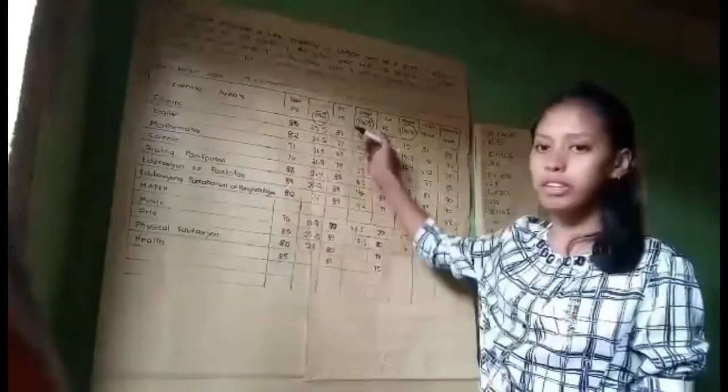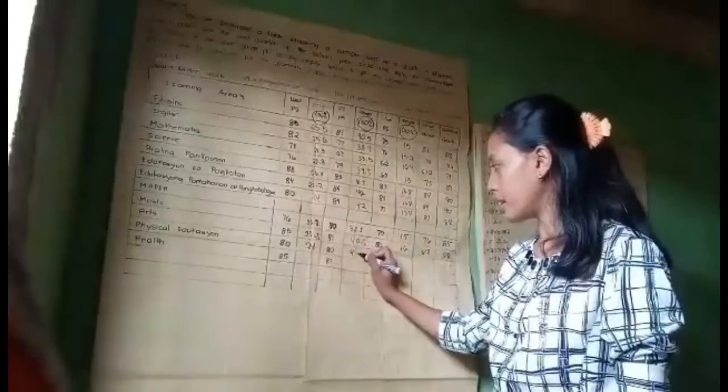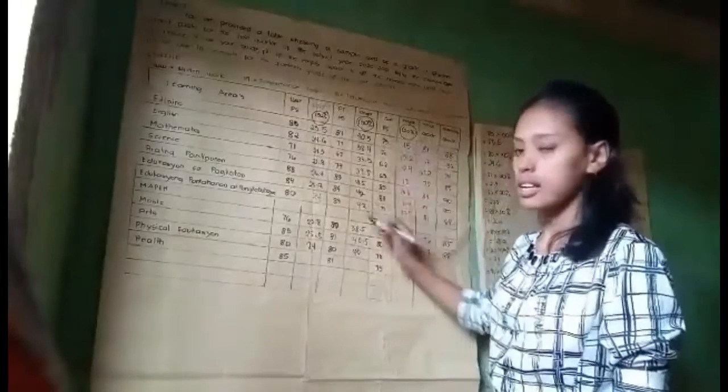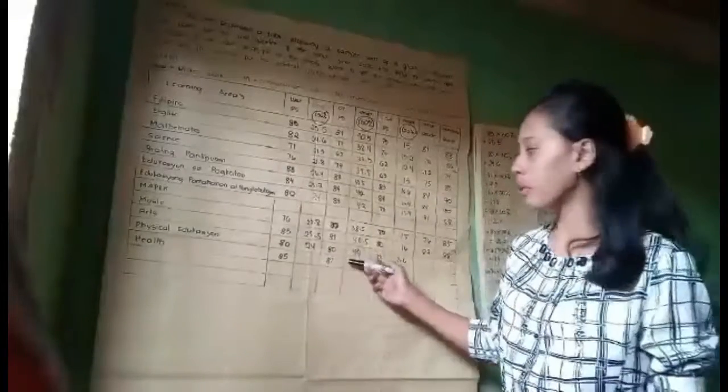Also, 80 times 50% is 40. 78 times 20% is 15.6. So let's add these three: 24 plus 40 plus 15.6.